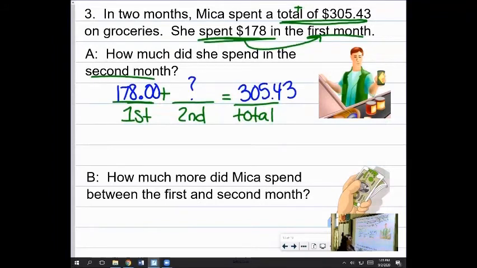You're going to spend $400 some in the second month? That doesn't make any sense. What you're going to do is to find what the missing amount is, you're going to use subtraction, okay?